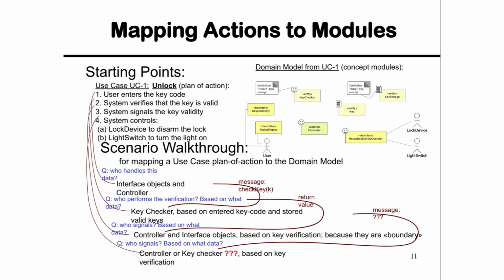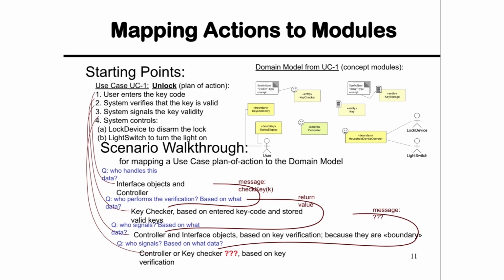We have been discussing mapping use cases to concept modules, and then actions to modules specifically. We have already done this mapping in the previous slide. Just to summarize what we have been doing there, the possible list of questions that you can ask for use case one, which is the unlock use case, and for the sequence of actions presented here, could be the following: who handles this data, who performs the verification and based on what data, who signals based on what data.